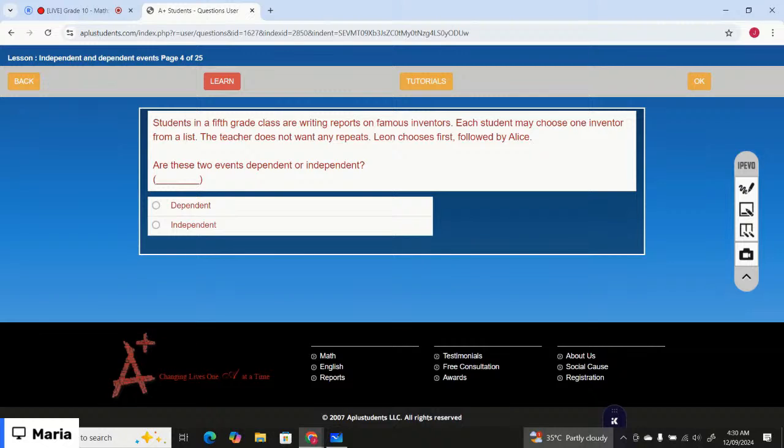Students in a fifth grade class are writing reports on famous inventors. Each student may choose one inventor from a list. The teacher does not want any repeats. Leon chooses first, followed by Alice. So which is the correct option?